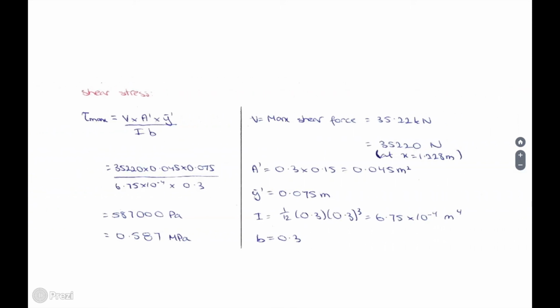Then for shear stress, again, we just use the formula. V is the max shear force from the shear force diagrams. A dash is equal to the area above the neutral axis of the cross-sectional area. And then Y bar dash is the centroid of the shape above the neutral axis. And then we calculate I the same way, and B is the width. And then we substitute that in, and we get 0.587 MPa.